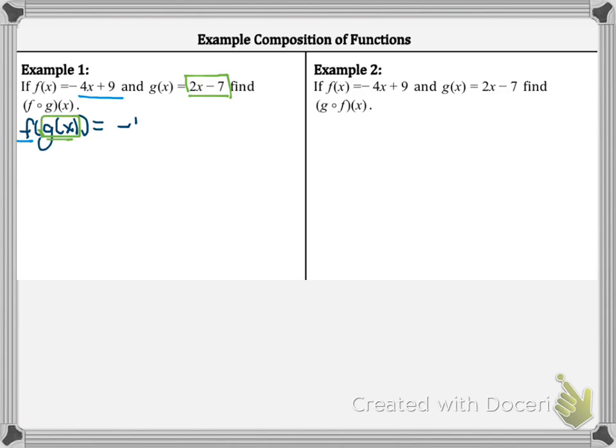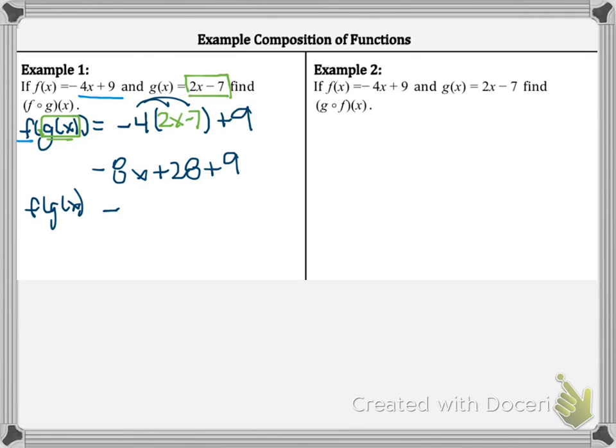We have -4 times, in place of x, whatever that g(x) is, so g(x), which is 2x - 7, and then plus 9. So it's substitution, really. Then you solve. I think the hardest part is just being able to plug it in correctly. So then let's distribute. This becomes -4 times 2x, which is -8x, and then -4 times -7 is positive 28, plus 9. So f of g of x equals -8x + 37.